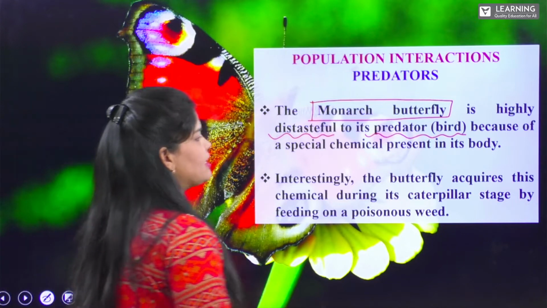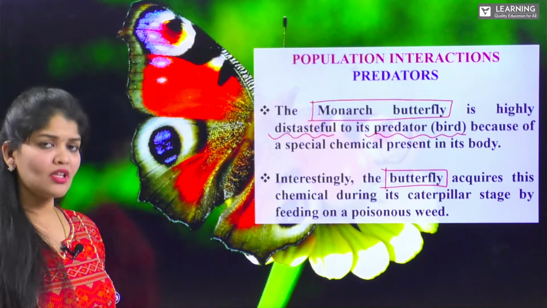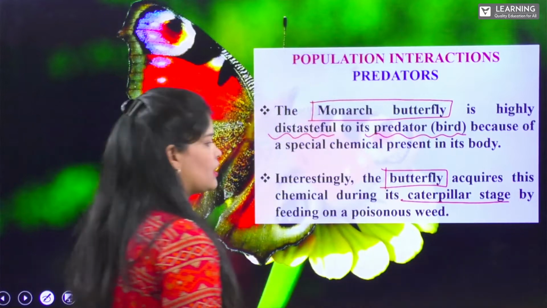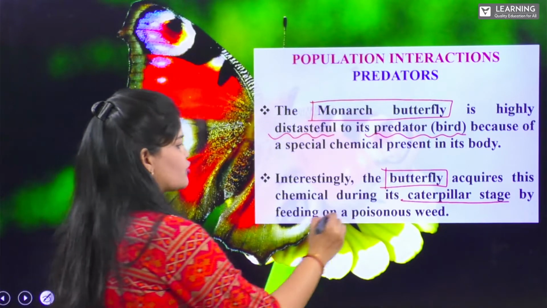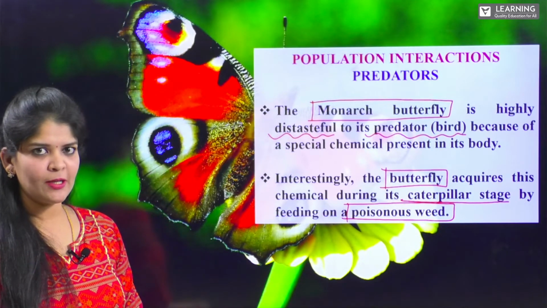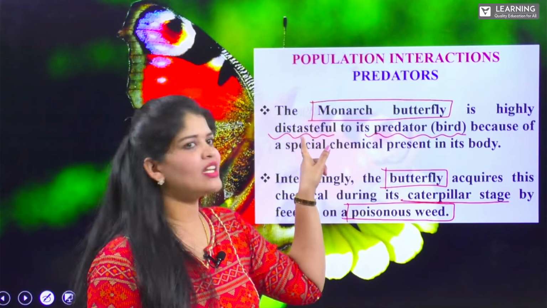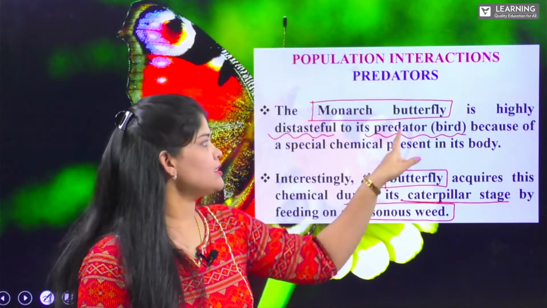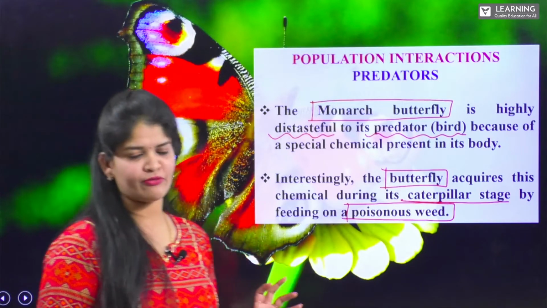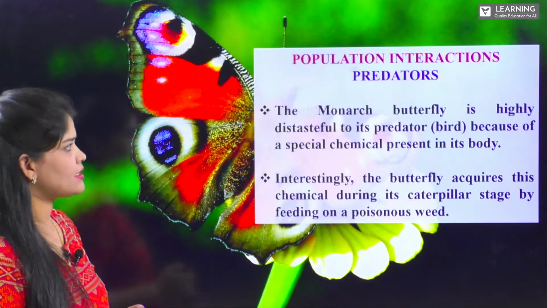And interestingly, the butterfly acquires this chemical during its development, where the caterpillar stage of the butterfly feeds on a poisonous weed. Therefore, the caterpillar feeds on the poisonous weed, and as it develops into a butterfly, this butterfly tastes very distasteful, unpleasant to the predators. Therefore, predators avoid eating this type of butterfly. It is another type of mechanism to lessen the impact of the predators.